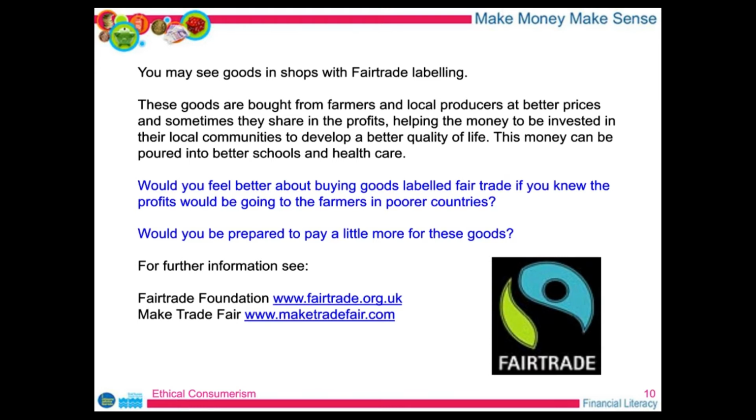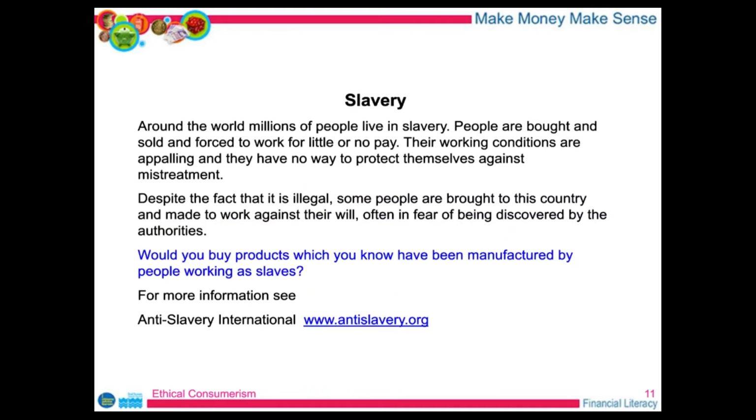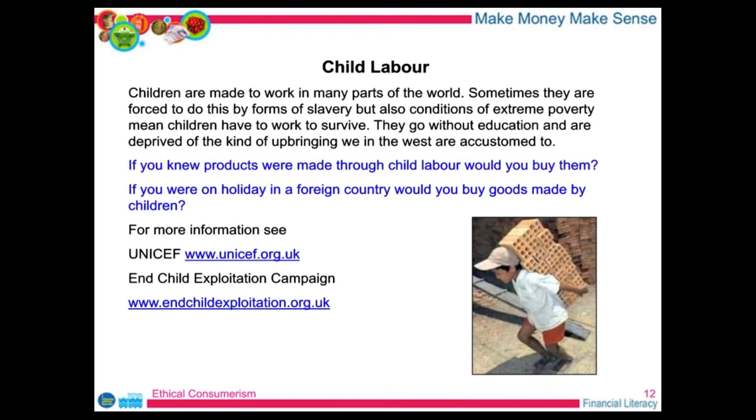Moving on now to slavery and child labour. So again, pause this slide, but also follow the link and have a read of the information there. Child labour, again, not pleasant. It might be upsetting. Have a read through the slide. And if you want to, follow the links to explore the information in more detail.